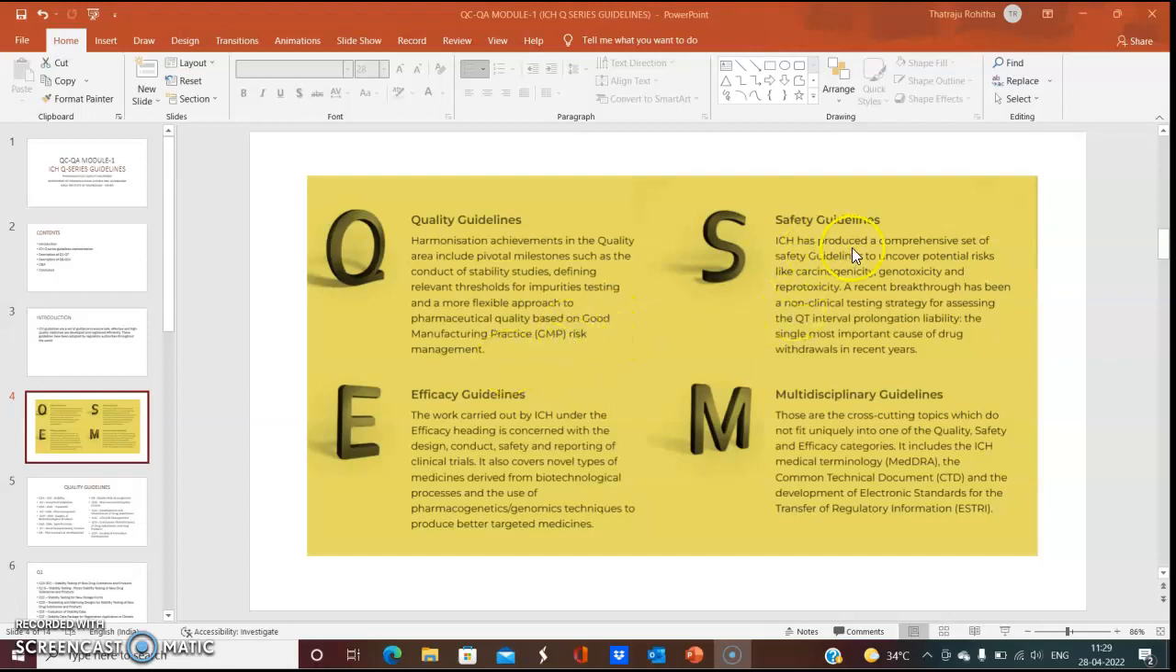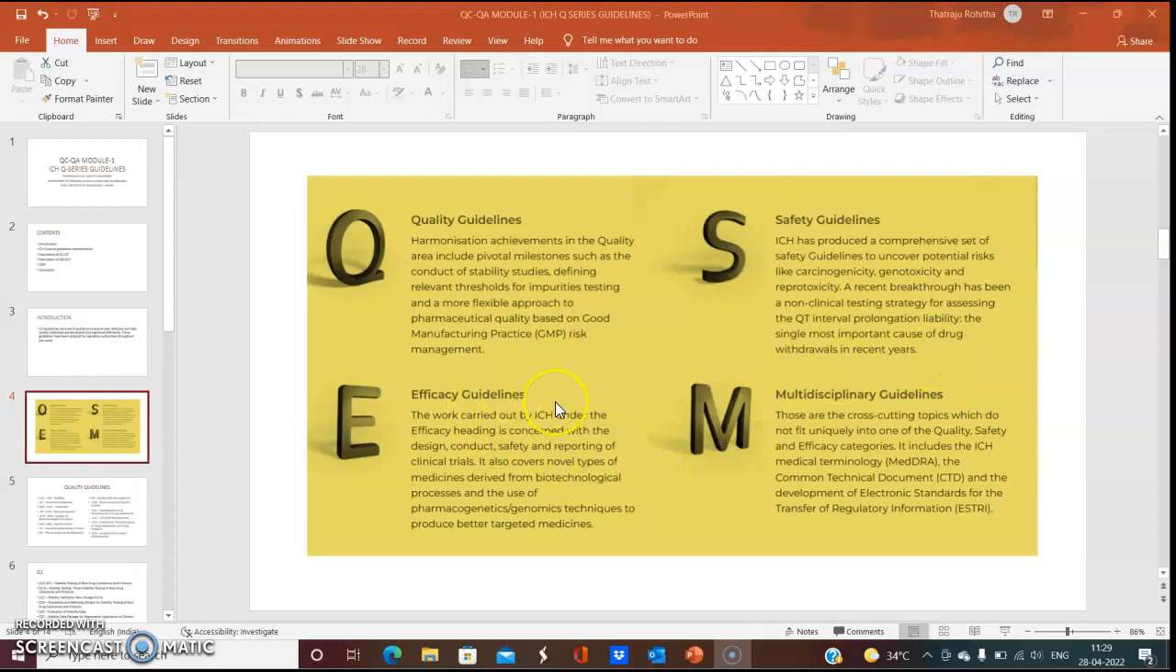Safety guidelines. ICH has produced a comprehensive set of safety guidelines to uncover the potential risks like carcinogenicity, genotoxicity, and reprotoxicity. A recent breakthrough has been a non-clinical testing strategy for assessing the QT interval prolongation liability, the single most important cause of drug withdrawals in recent years.